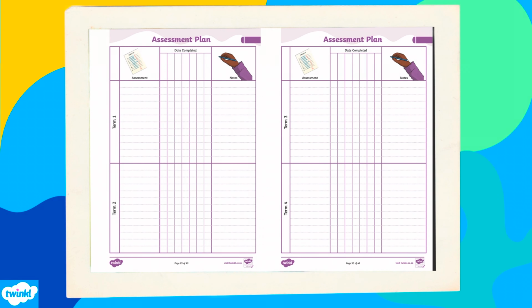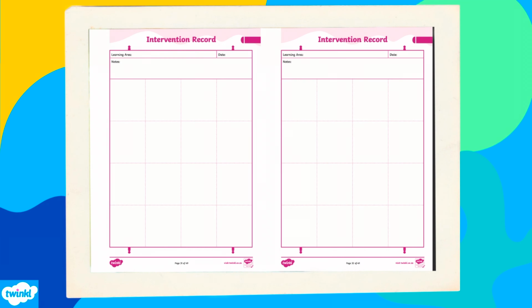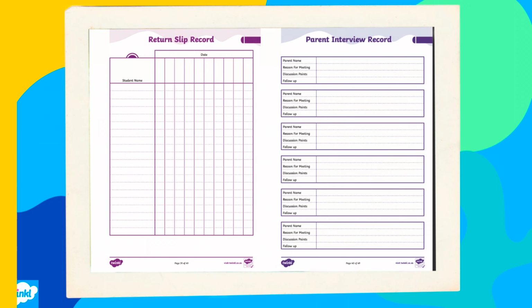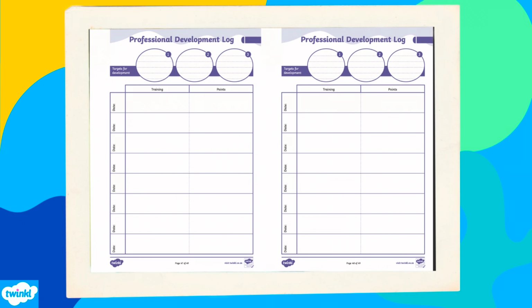The planner also has a section for your assessment planning. Another helpful section titled Intervention Record. A return slip record as well as a parent interview record to keep track of which parents you've seen throughout the year. Last but not least, we have our professional development log section.